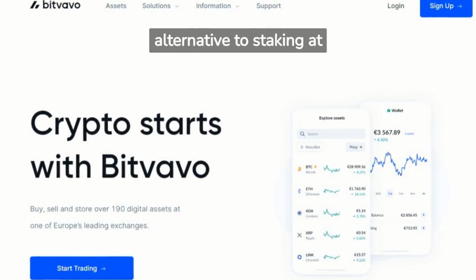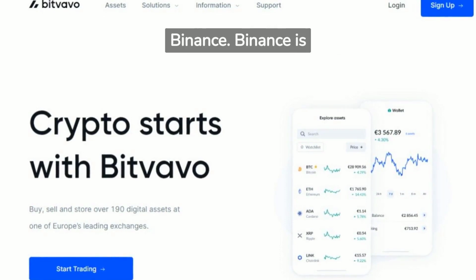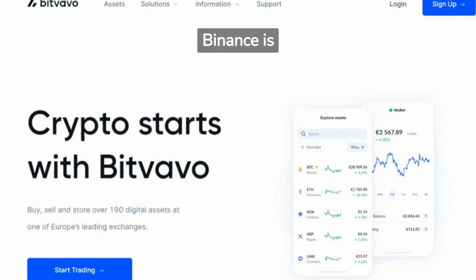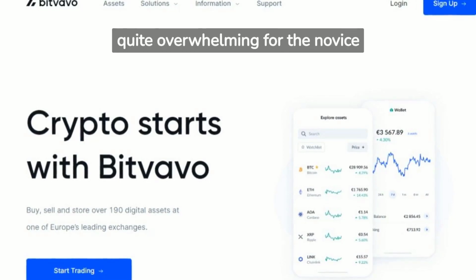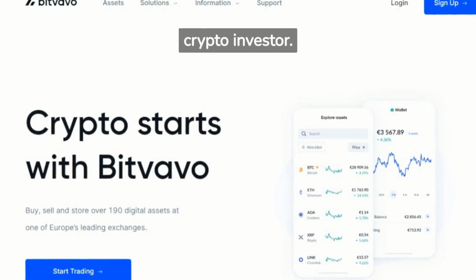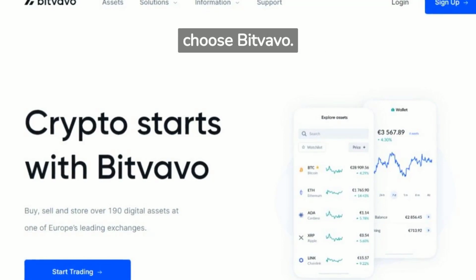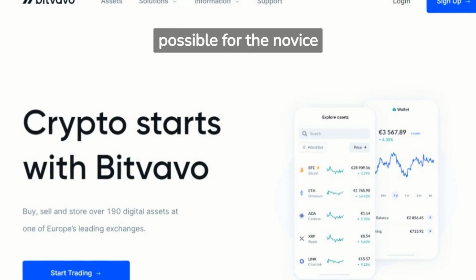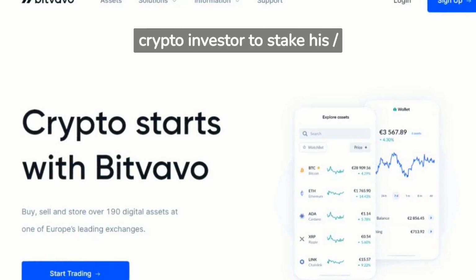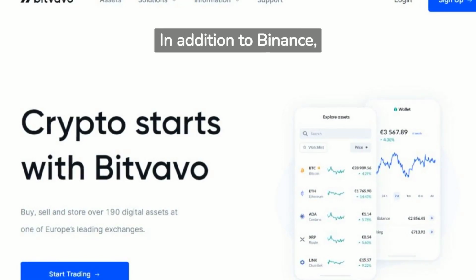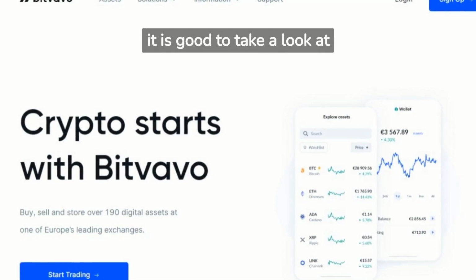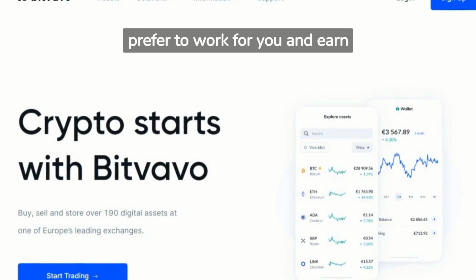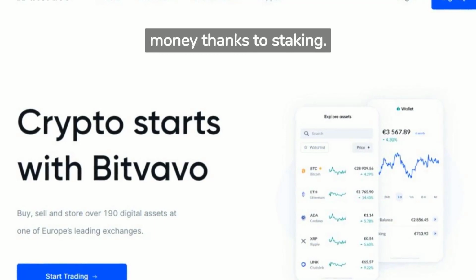Good alternative to staking at Binance. Binance is not the only platform where you can stake your crypto coins. Binance is very advanced and can seem quite overwhelming for the novice crypto investor. Therefore, you can also choose Bitvavo. This is a Dutch trading platform and they make it as easy as possible for the novice crypto investor to stake his or her crypto coins. In addition to Binance, it is good to take a look at Bitvavo so that you can decide for yourself which platform you prefer to work for you and earn money thanks to staking.